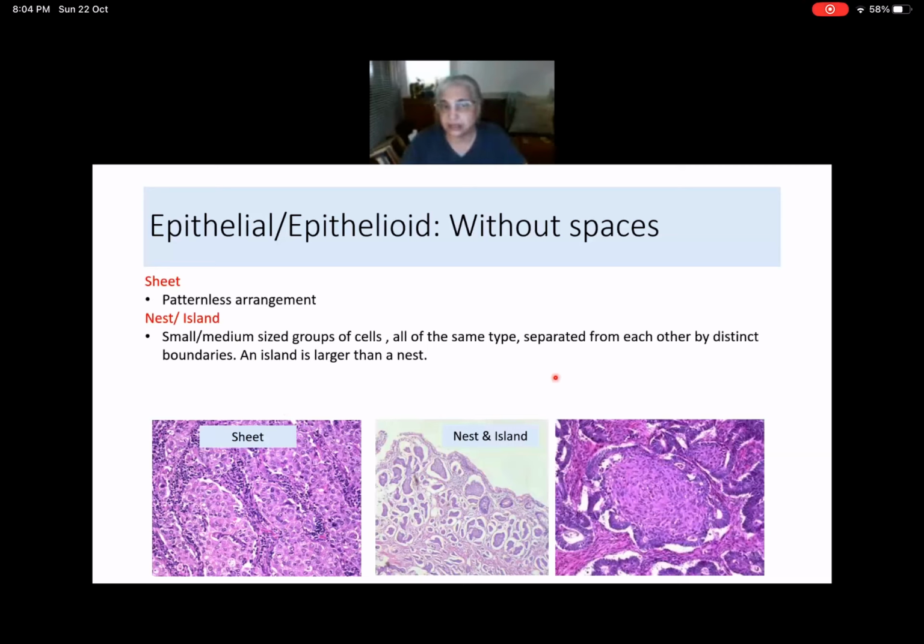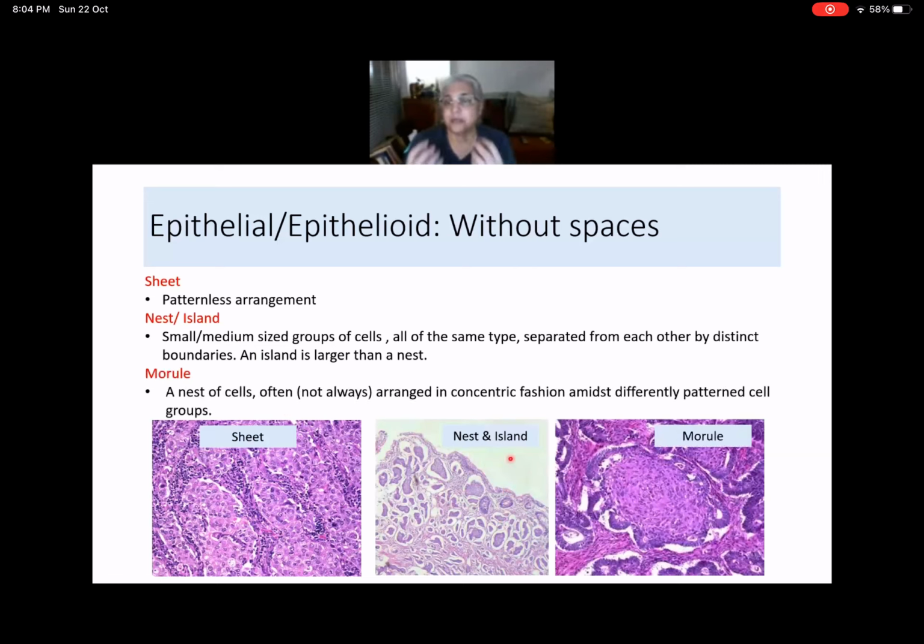Small or medium-sized groups of cells, all of the same type, separated from each other by distinct boundaries. You can see that. And as Dr. Dasgupta told you, it looks like a bird's nest. We are seeing something in 2 dimensions, and we have to build a 3-dimensional structure. An island is nothing but a larger nest. Okay, nest and island.